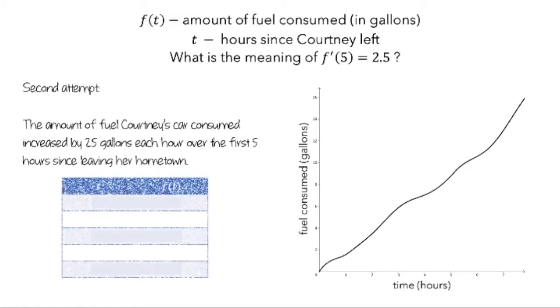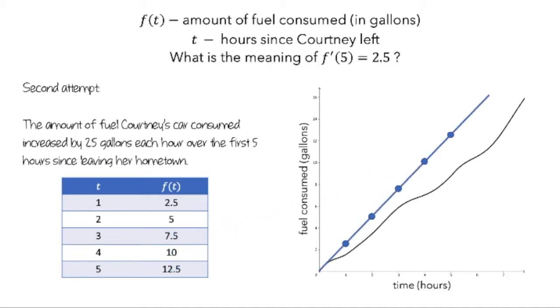This will mean that if we made a table of values of t and f of t, Courtney would have used 2.5 gallons after 1 hour, 5 gallons after 2 hours, 7.5 gallons after 3 hours, and so on. If we plotted these values as coordinates on the graph, the fuel consumption would look like this. And the difference between these graphs suggests that this interpretation is incorrect.